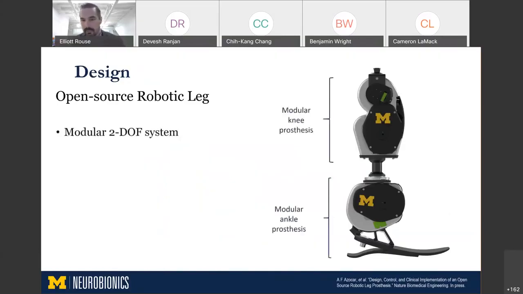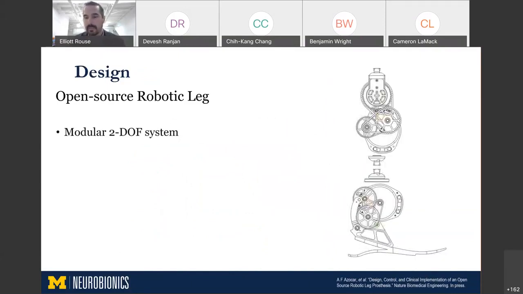It's a modular 2-degree of freedom system, so it can be used as an ankle or knee or both. If we look under the hood, we can see the internals here. We use motors that were developed by the drone industry that have higher torque and they're more efficient. The high torque that they provide really opens some doors in terms of design. We're able to get a lower transmission ratio, about 50 to 1, which is something like 3 to 6 times lower than what's used in conventional prostheses.